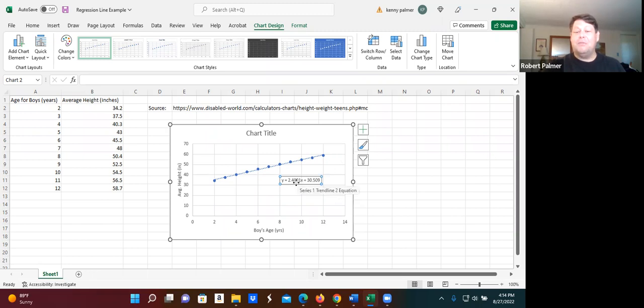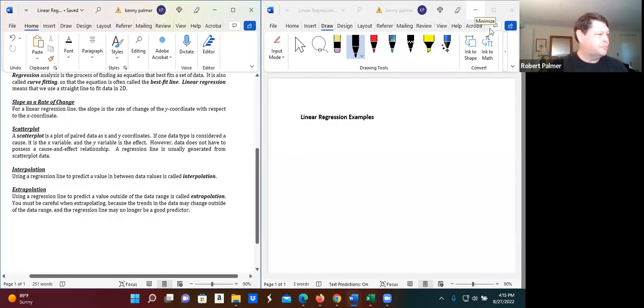You can plug in any X you want, but it's best to interpolate, using the values in between our data range from 2 to 12 years, or something really close outside that range. Because the linear, straight-line relationship we see is most likely not going to be true everywhere within the age range of a male. Okay, so those are the basic ideas. Let's take a look at some examples.